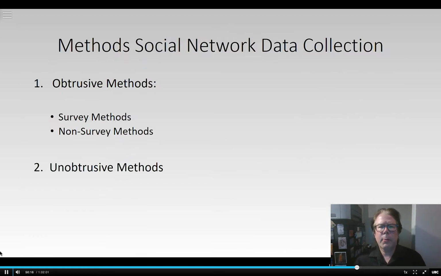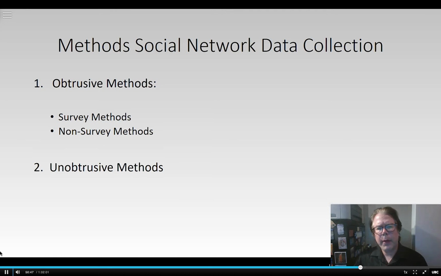So let's think a little bit about some social network methods of data collection. We can think about two broad categories of data collection. Obtrusive methods, so these are methods where the researcher is present and people know that they're being studied, and unobtrusive methods where the people being studied have no knowledge that they're being studied, and this is usually because they're being studied after the fact.